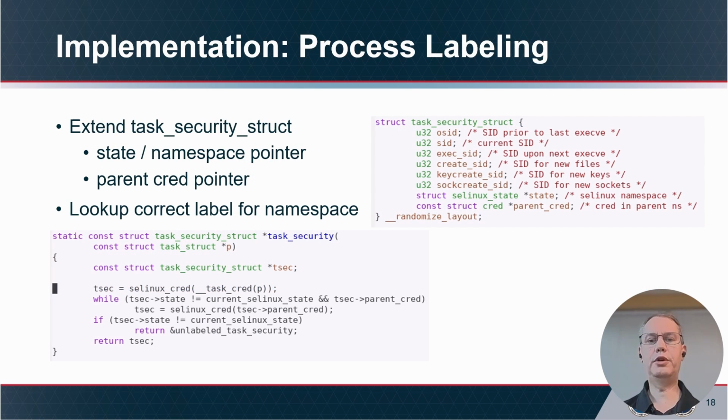In order to support per namespace process labeling, we extended the task security structure, which is SELinux's structure for per credential security blobs, to also include a pointer to the state structure representing the namespace, and a pointer to the parent credential in the parent namespace. This allows SELinux helper functions to be provided to find the appropriate label for a given namespace in order to leverage it, either for viewing or for performing permission checks.